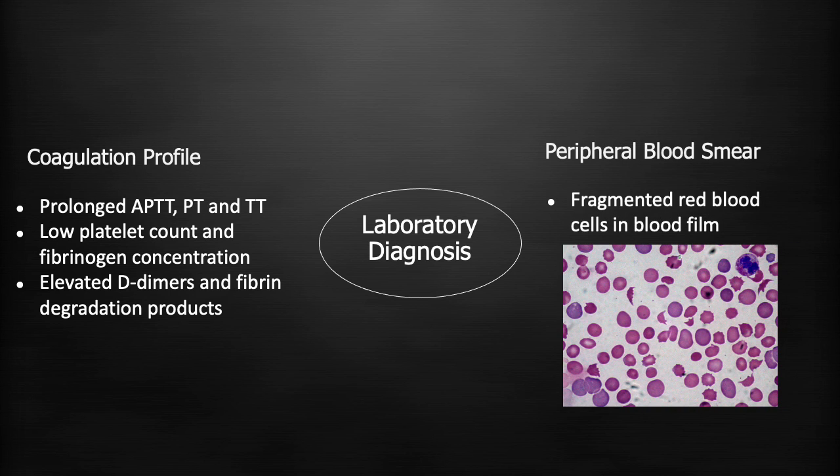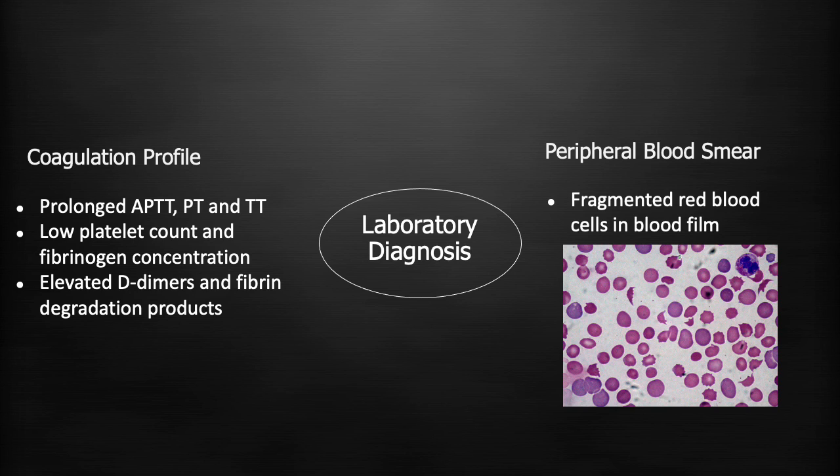And the peripheral blood smear will show hemolytic anemia. The red cells will have prominent fragmentation or schistocytes. In addition to these laboratory investigations, other tests may be ordered to assess the underlying cause of DIC. For example, a blood culture may be ordered to rule out sepsis.